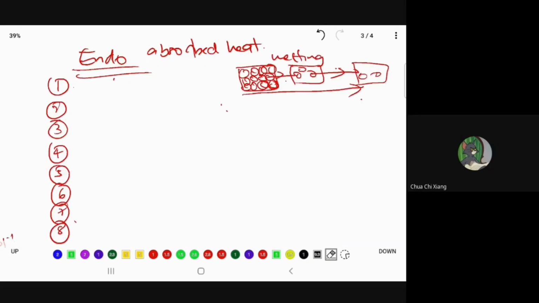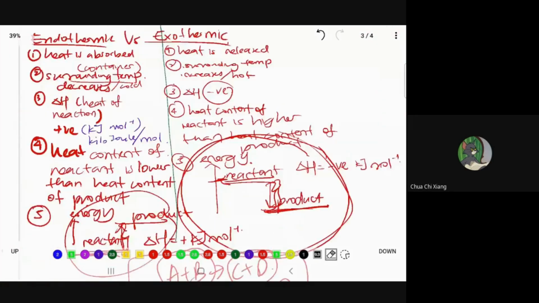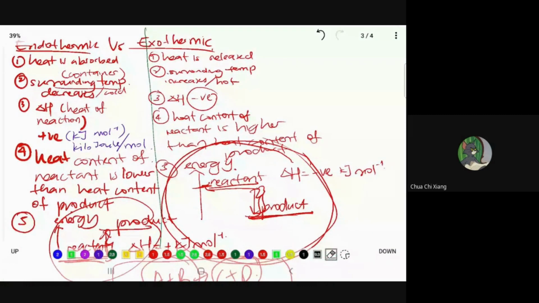Endothermic, does it absorb heat or release heat, Jeremy? What are the 5 things that I asked you to memorize? Let's go back to the thing that I wrote just now. Heat is being absorbed, surrounding temperature decreases, cooler. Now, a lot of students get confused. They ask me, teacher, heat is being absorbed, I thought the thing should be very hot. Now, heat is absorbed to do something, to overcome the bond between the particles. It's not to increase the temperature. So don't be confused about that.